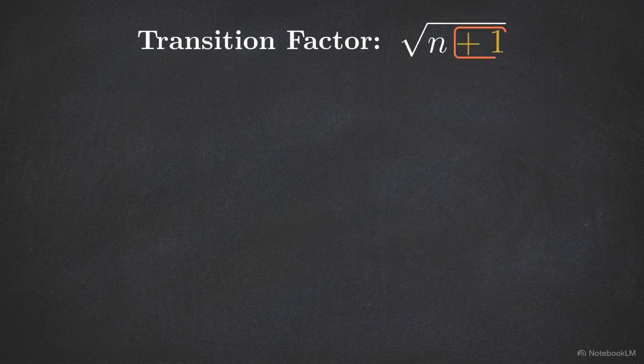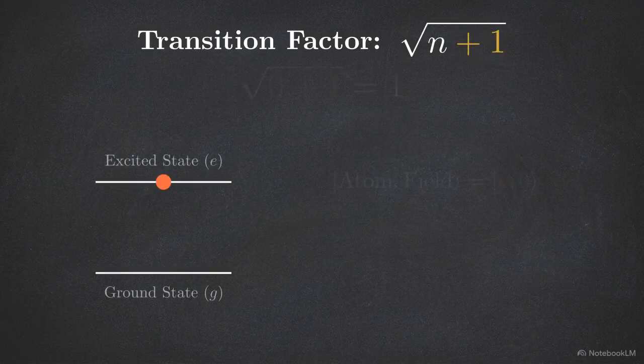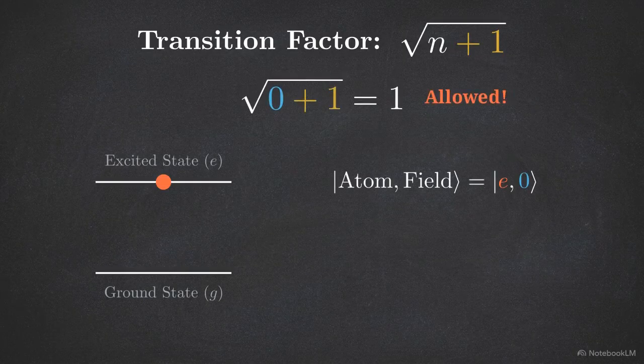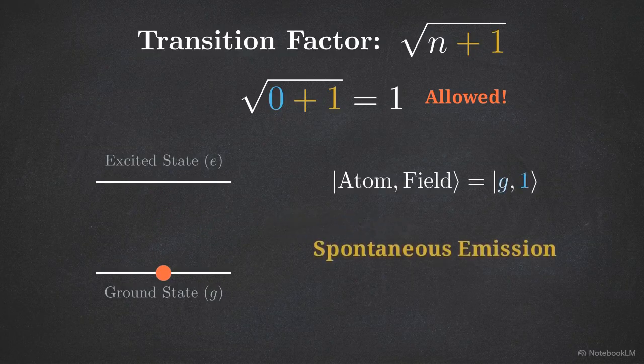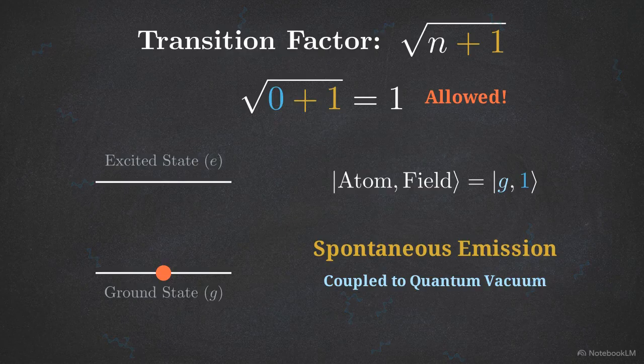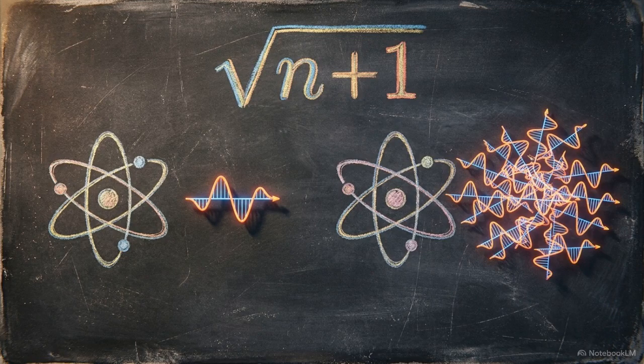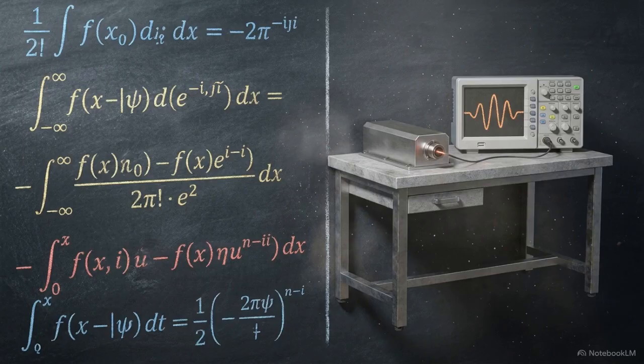However, the +1 part of the factor ensures that emission can occur even when 0 photons are initially present. This explains why an excited atom can decay spontaneously by coupling to the quantum vacuum. Through this algebra, we see that spontaneous and stimulated emission are not separate physical rules, but two unavoidable consequences of bosonic creation. These operator interactions happen instantaneously.